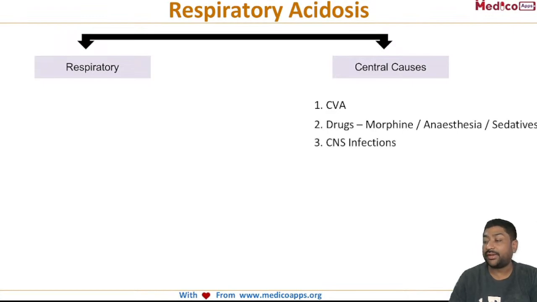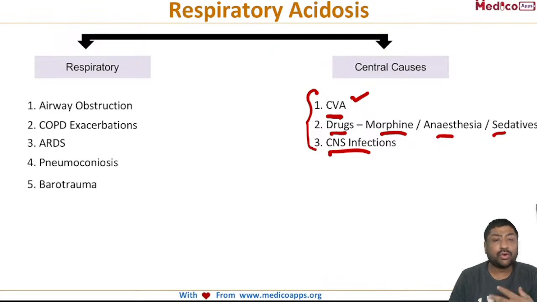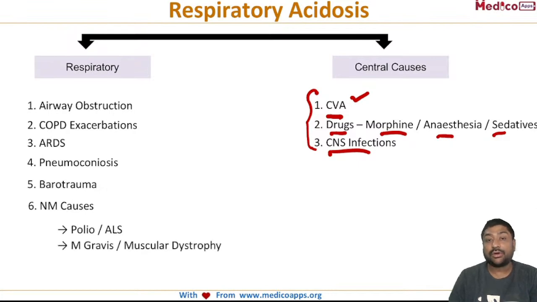So when we talk about central causes, very simple, there can be damage to the brain leading to a depression in the respiratory center, so there is carbon dioxide retention. Diseases like CVA, drugs like morphine, anesthesia or sedatives, or CNS infection are all important central causes of respiratory acidosis. When we talk about respiratory causes, then anything like airway obstruction, COPD exacerbations, ARDS, pneumoconiosis, barotrauma, or certain neuromuscular causes like polio, ALS, myasthenia gravis, or muscular dystrophy.